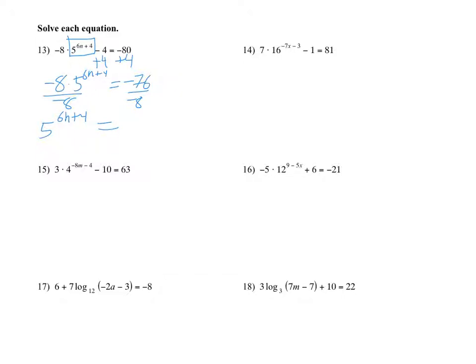I can reduce that a little bit. 76 divided by 2 is 38. 8 divided by 2 is 4. I can reduce that more to get 19 over 2, which is fully reduced.